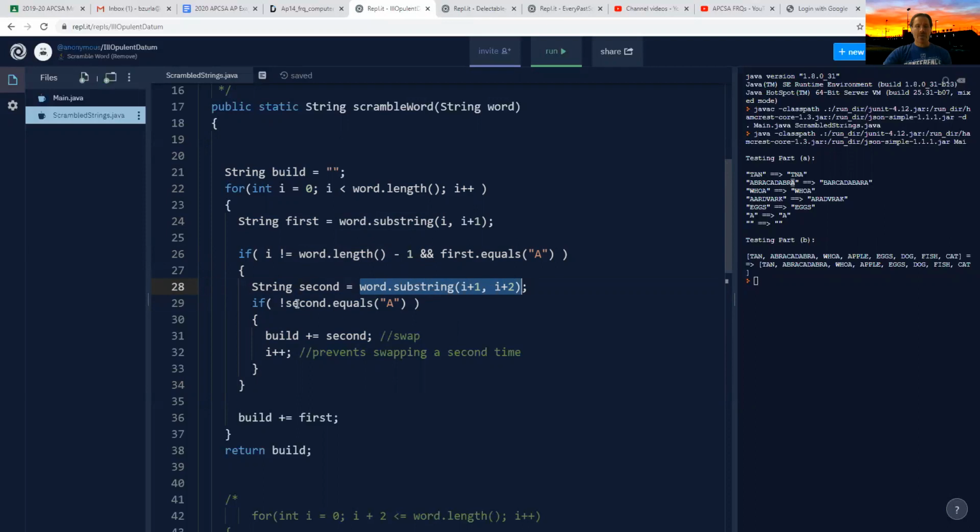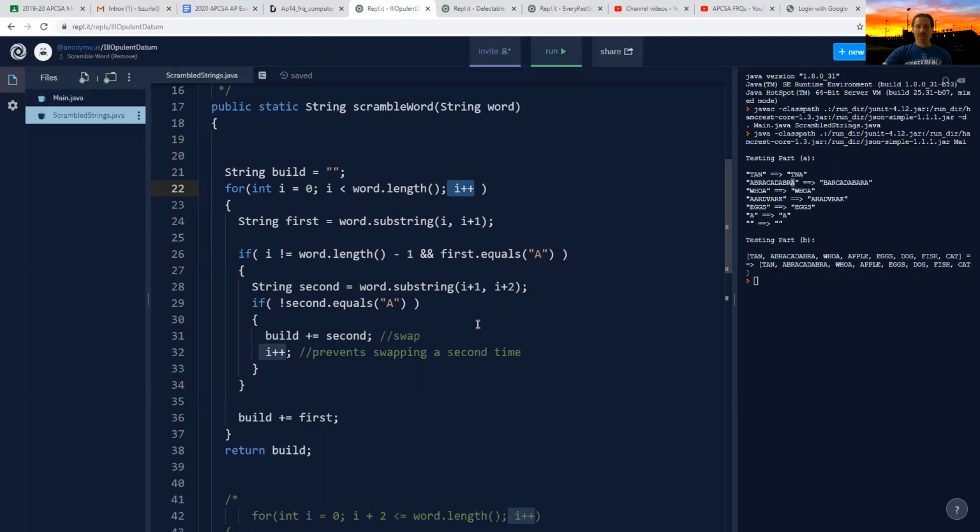All right, now if it was a swap situation, I want to bring that second letter in prior to bringing the first letter in. And then I'm also going to put in one extra increment of i in addition to what the for loop is already doing. And that's because I want to advance 2 indexes in the swap case so that I don't revisit either of these 2 letters. Since I'm putting 2 letters into my build string, I want to enter word 2 indexes to the right of where I began.